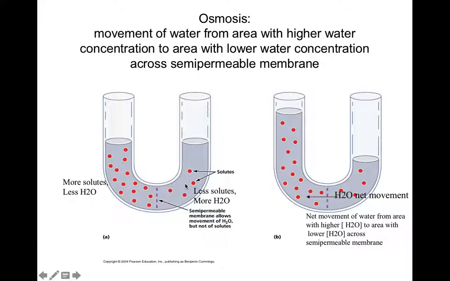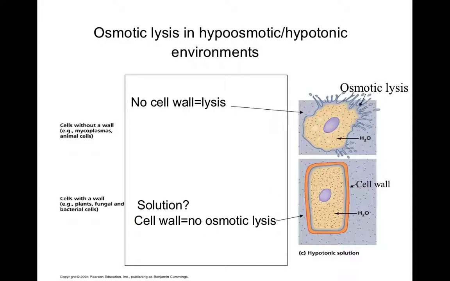So we're going to see diffusion of water from the right side across the membrane to the left side, right? And that's osmosis. And so here we see that we have water flowing over from right to left. Now let's apply that to our cells.